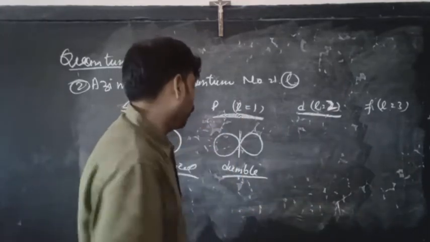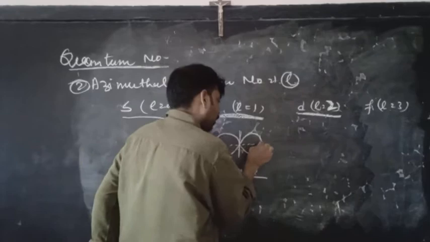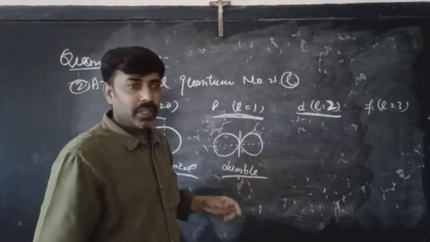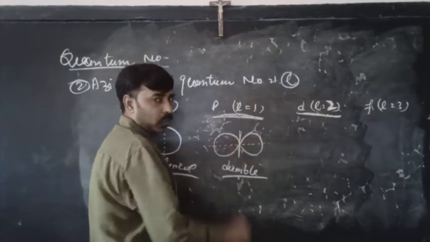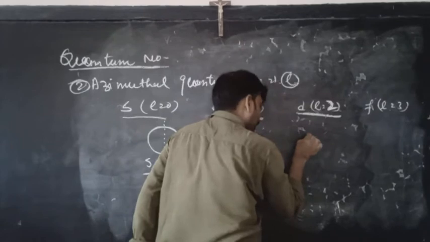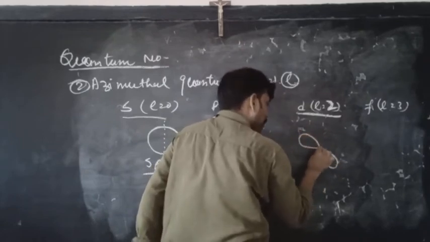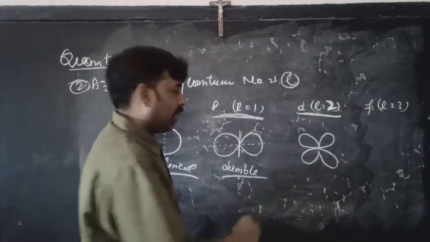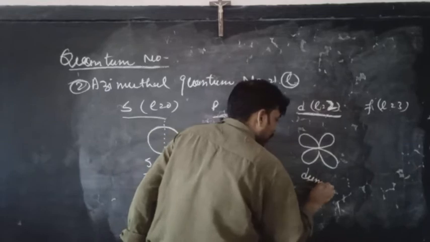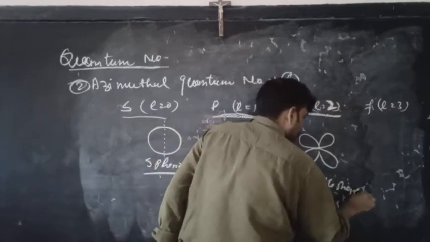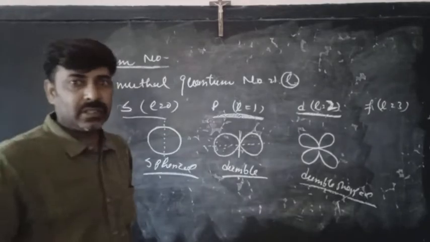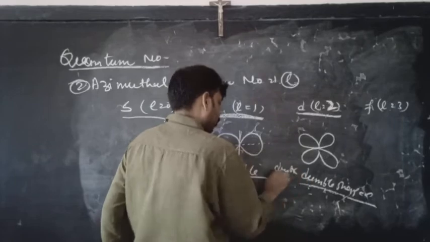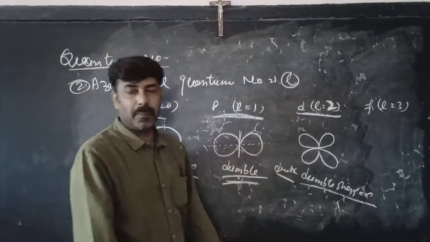One node is here. Where will be the next node? It will be somewhere here. And when you make a node in this way, you will find 1, 2, 3, 4 lobes, just like this one. And this shape is called dumbbell shape. Then this structure is a double dumbbell shape. This one was dumbbell and that is the double dumbbell shape.